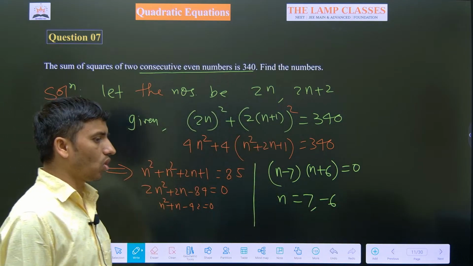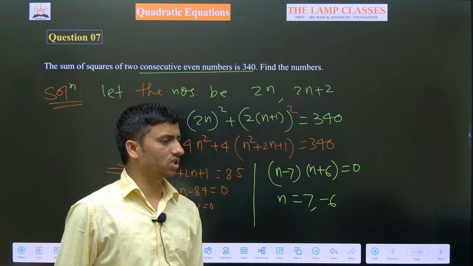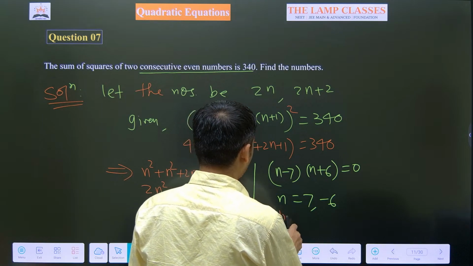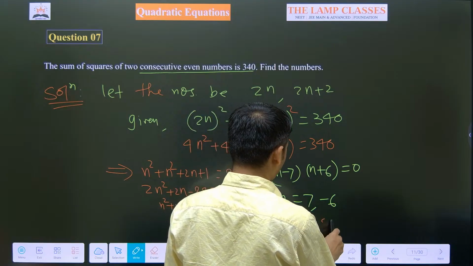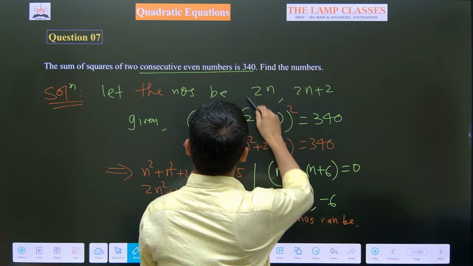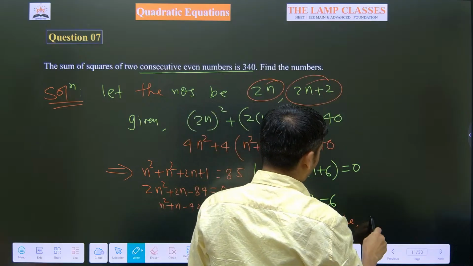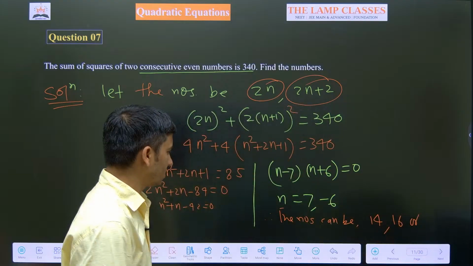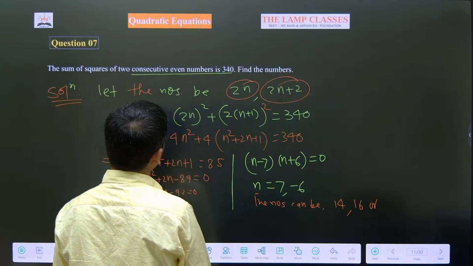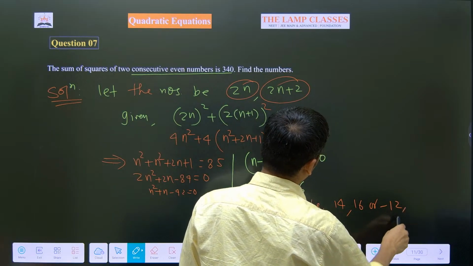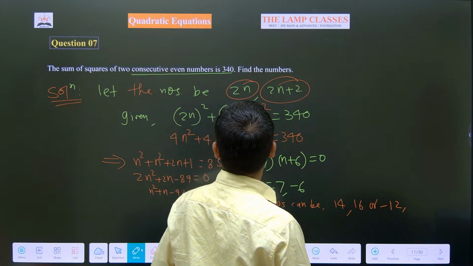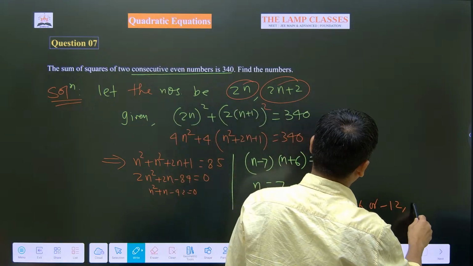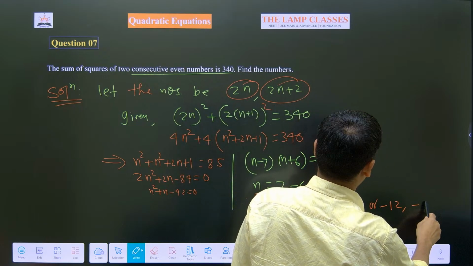They have told two consecutive numbers, guys, not positive integers. So we may take both the cases. Are you getting it? So therefore the numbers can be, if I take n is equal to 7, then the numbers will be 14, 16, or if I take n is equal to minus 6, then it will be minus 12, minus 10.